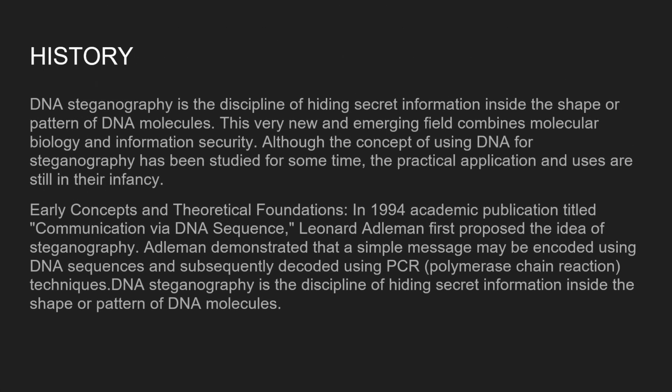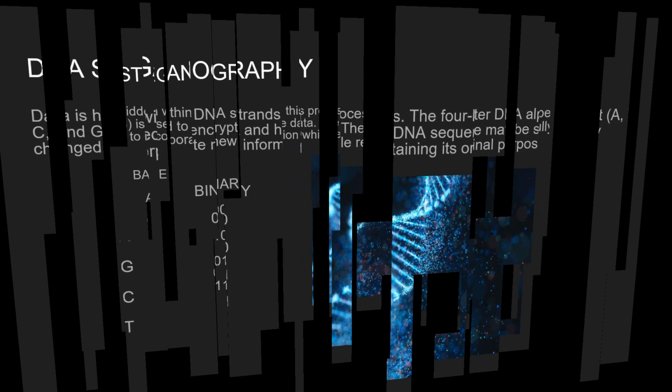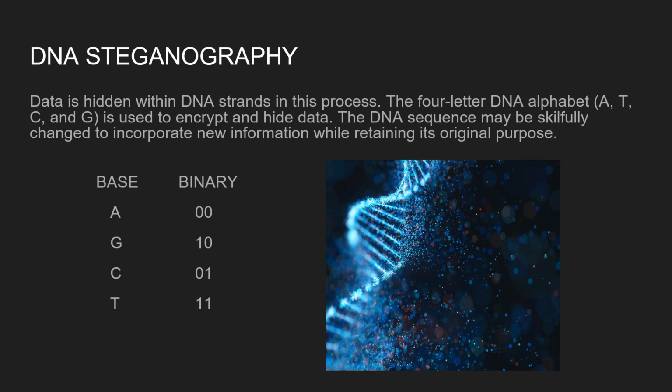Where do you think this technique originated from? In 1994, Leonard Adleman first proposed the idea of DNA steganography. DNA consists of four bases A, G, C, T: adenine, guanine, cytosine, and thymine. In our case, we have chosen the binary values of AGCT as A equal to 00, G as 10, C as 01, and T as 11.